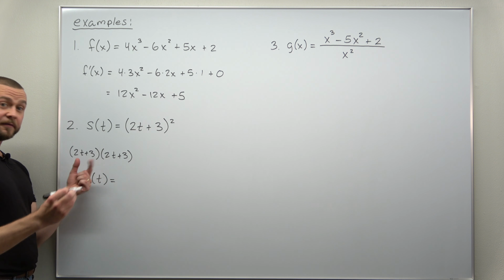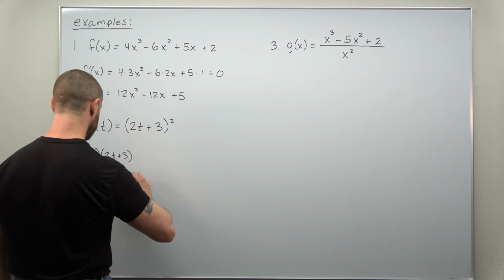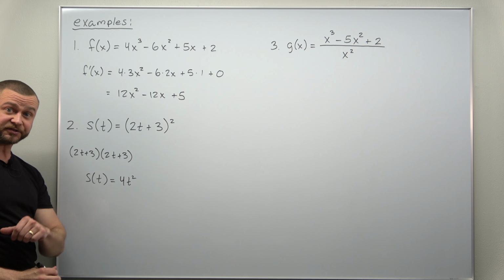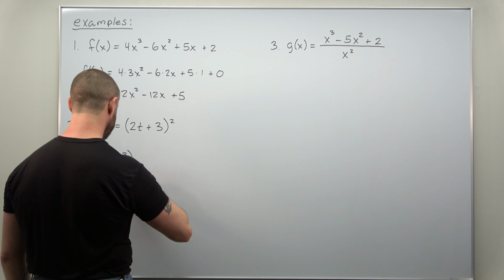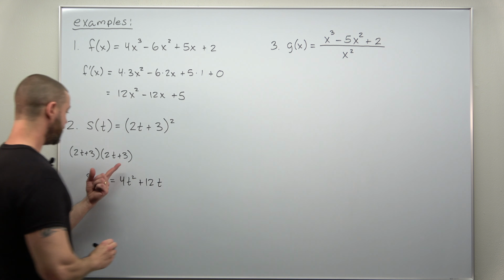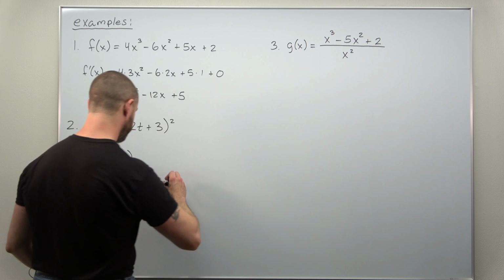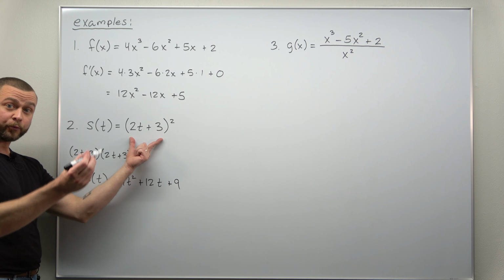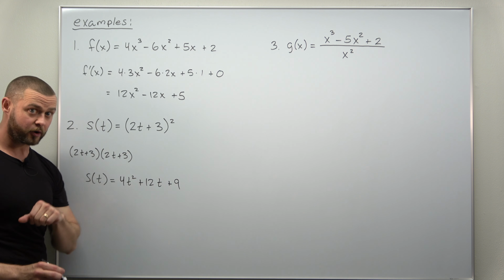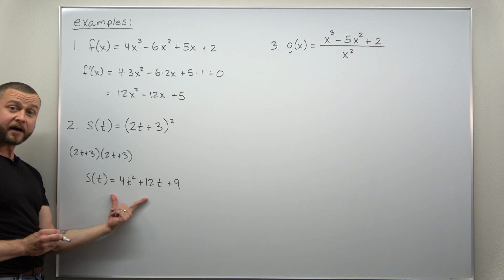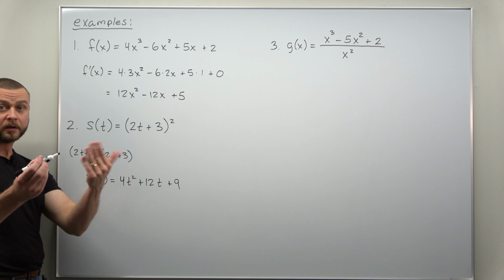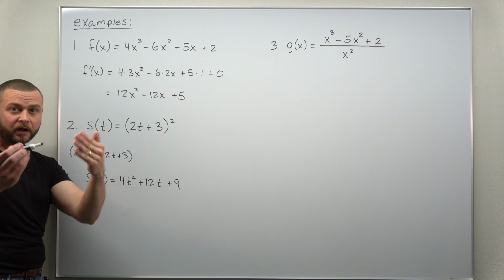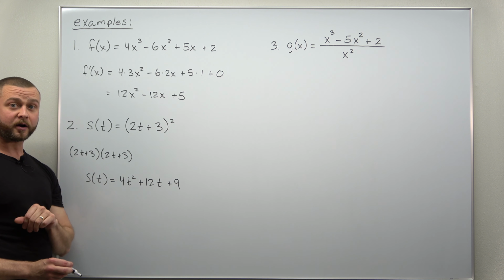First terms are going to multiply to 4t squared. All right, your outers will give 6t. Your inners will give another 6t. That'll come out to 12t. And then your last terms multiply to 9. And at this point, once we rewrote our function, so rewrite before you differentiate, now we have it in the form of a basic polynomial, but now the variable's t. All your rules still apply, all the work is the same, we're just differentiating with the variable t.